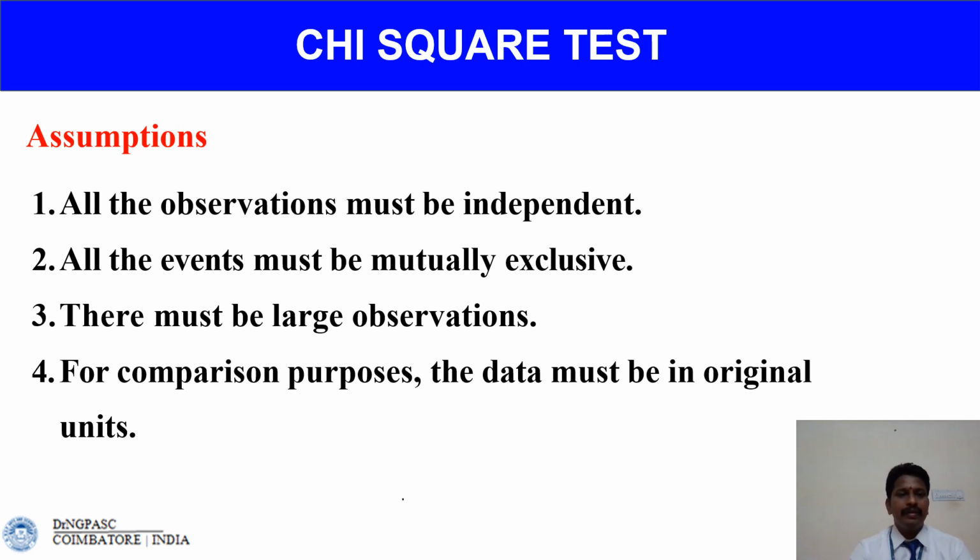Point number 3, there must be large observations. The sample size should be greater than or equal to 30. There must be large observations in a chi-square test. Point number 4, for comparison purposes, the data must be in original units.